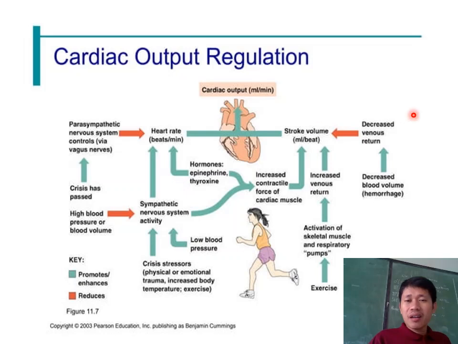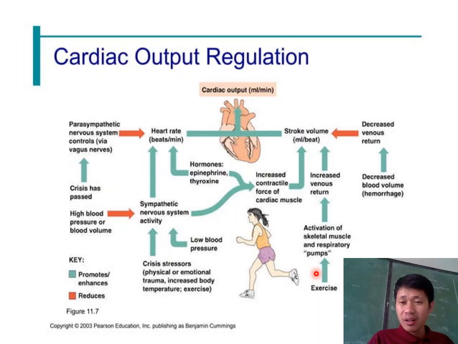This is the cardiac output regulation. These are the activities that make our cardiac output increase. Like for example, when we exercise, it promotes or enhances our cardiac output. Of course, when we do some exercise, even just simple running, it makes our heartbeat faster. Your heartbeat is fast, and the faster your heartbeat, the greater the volume of blood coming out from your heart. So, therefore, the cardiac output is big. It's greater.